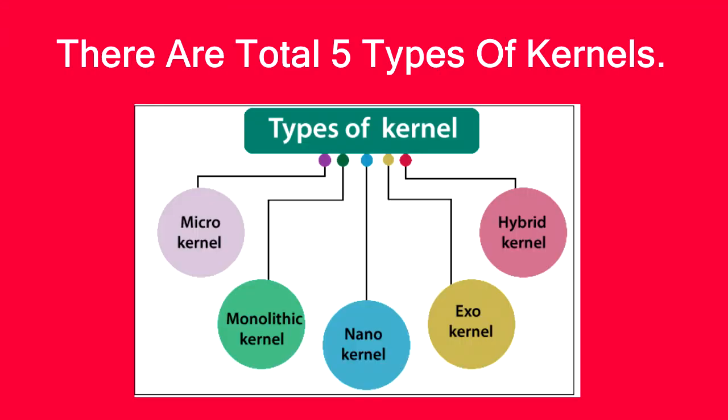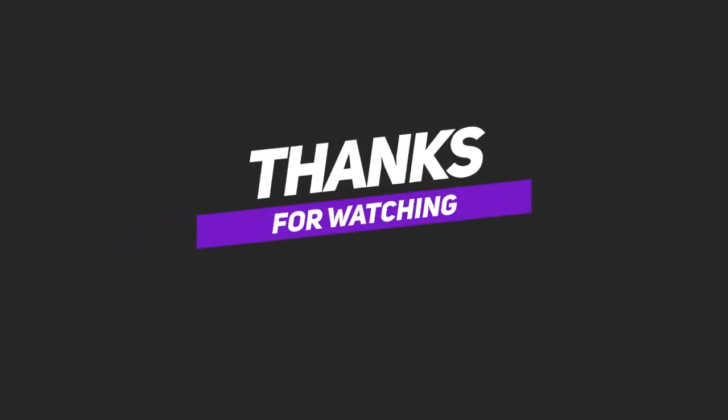Coming to the types of kernels, there are in total 5 types of kernels. The first one is microkernel, the second one is monolithic kernel, the third one is hybrid kernel, the fourth one is exokernel, and the fifth one is nanokernel. I'm not going to explain much about these kernels in this video. I will try to make another video on the types of kernel, and I will try to explain much more in that video.